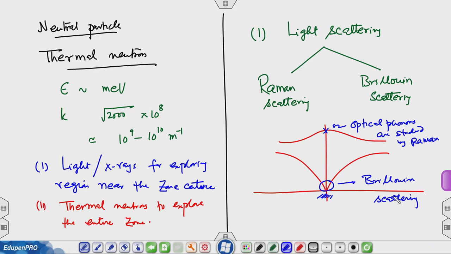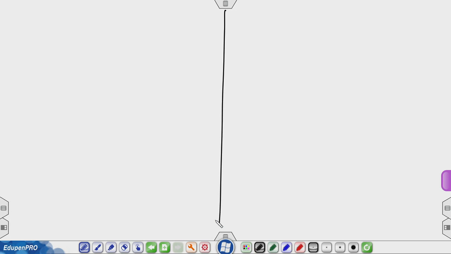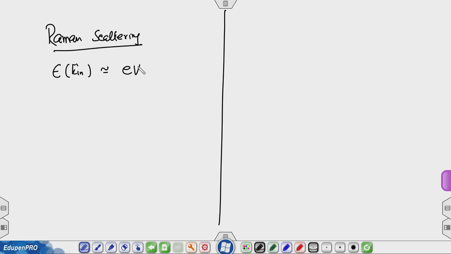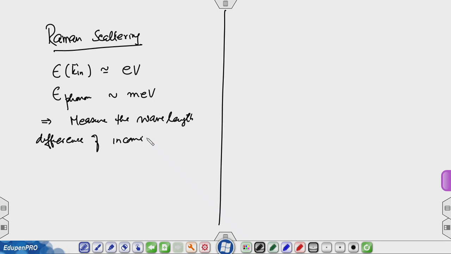Let's derive the sum rules then. The mathematics is quite simple in Raman scattering. The incoming light energy is of the order of eV, and the phonon energy is of the order of meV. So, you measure the difference of incoming and outgoing light waves, and that gives you the frequency of optical phonons. That's Raman. Let's do Brillouin.